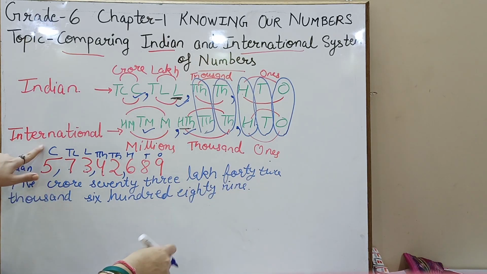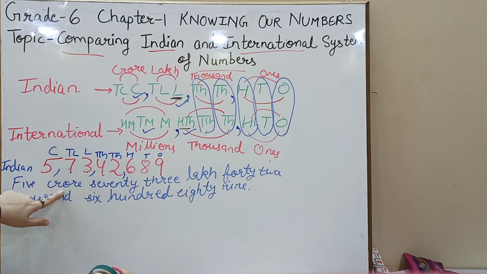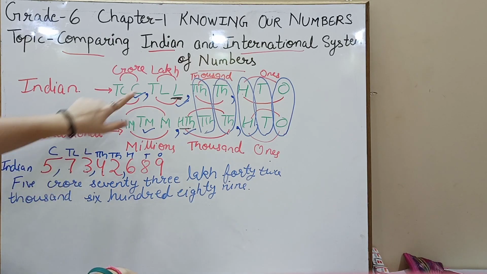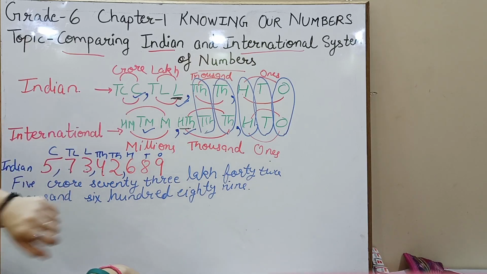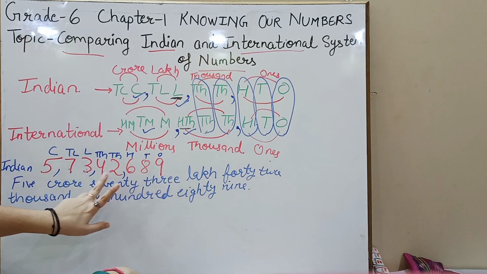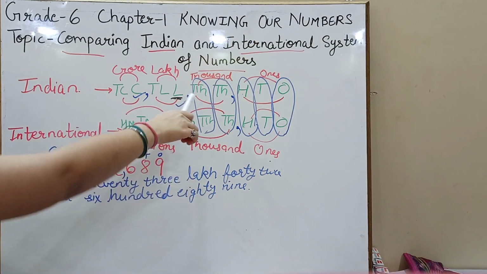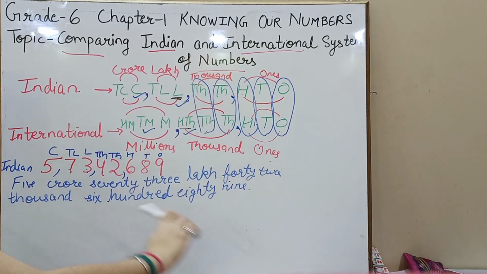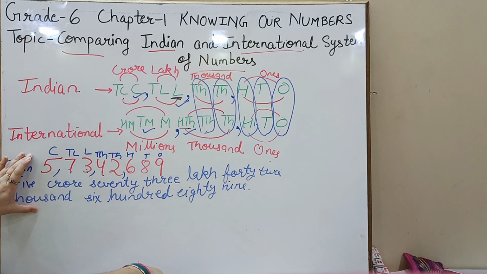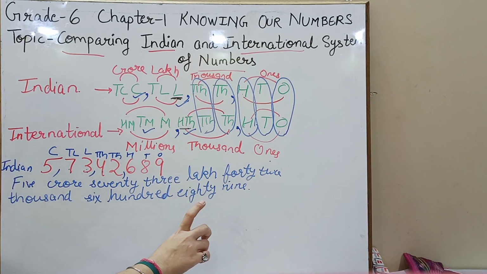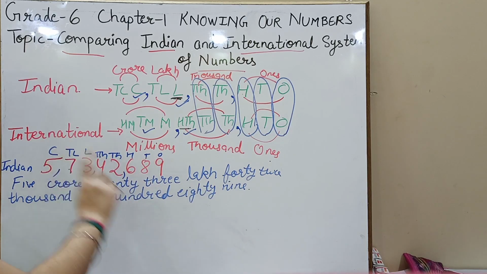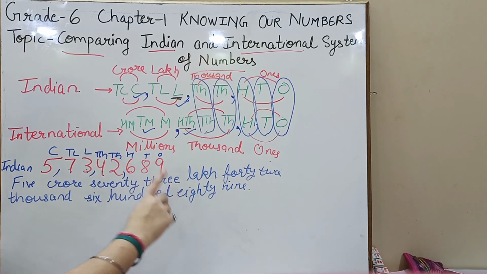As you can see, 5 lies under the period of crores. So 5 crores 73 lakhs, because 10 lakh and lakh belongs to the period of lakhs. 42,000, because 1000 and 10,000 lies under the period of thousands. 689. This is Indian system of numeration. So what is the basic thing I have done? First I had to write down the place values. Then I place the commas for it.